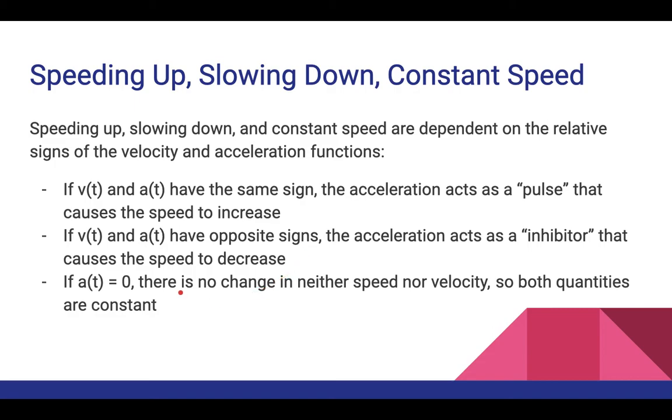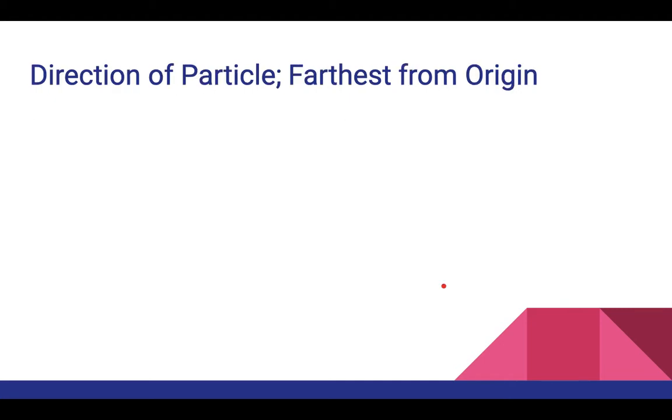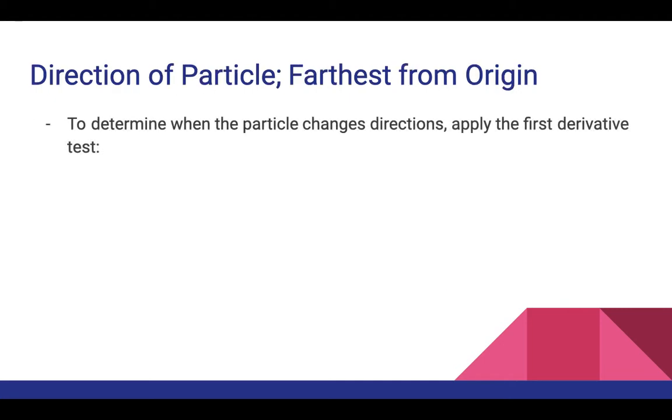If a of t equals 0, there is no change in neither speed nor velocity, so both quantities are constant at that specific time. Direction of particle / farthest from the origin. To determine when the particle changes directions, apply the first derivative test. Locate the critical points of x of t, aka where your velocity is equal to 0.